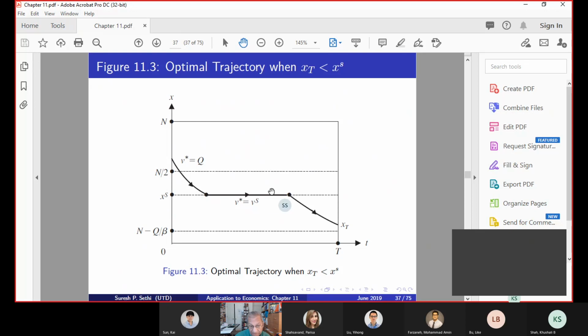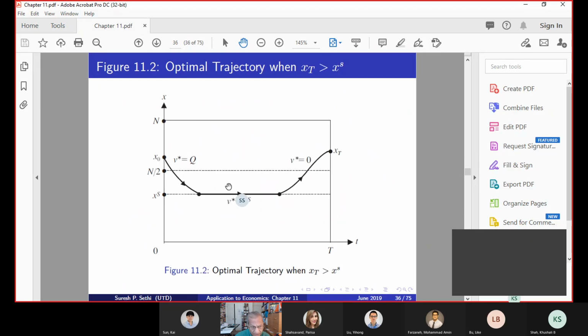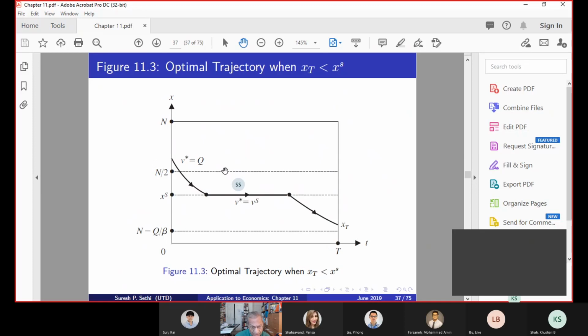If I'm here, what am I doing here? If I'm at X0 here, and just one second, there are different cases here. So this is X0. This is also X0, but I didn't label it X0. That is not good. So I should label it X0 and it goes like that.